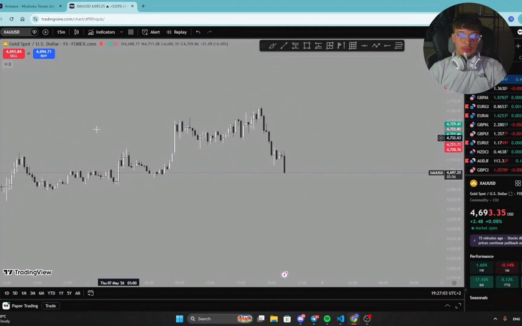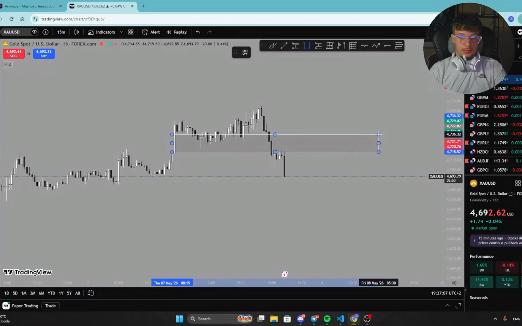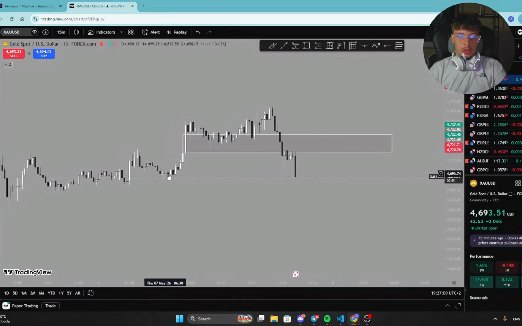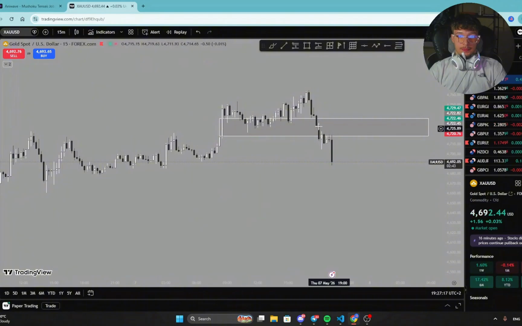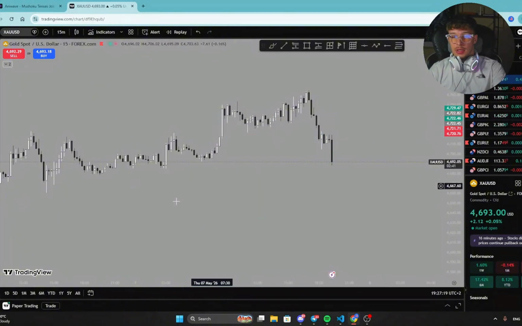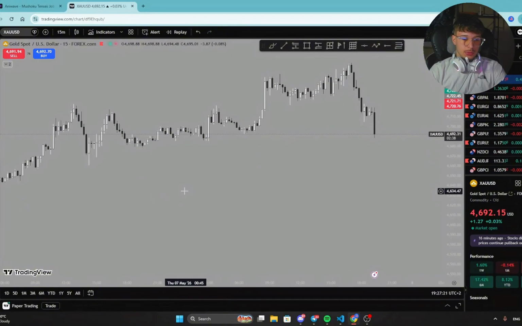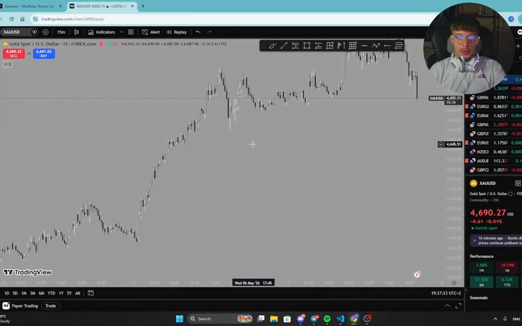So as I said, what happened here? Went upwards, boom, to here, retraced, and we're dumping. Perfect example of an inverse fair value gap. And I think that's it. I think we covered everything.